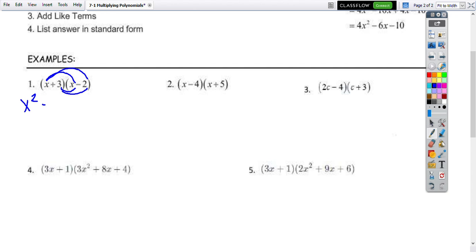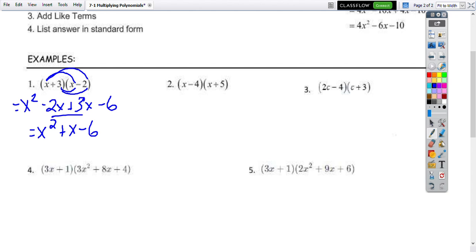X times negative 2 is minus 2x. The 3 times x is plus 3x. And then the 3 times negative 2 is negative 6. And so we just combine our like terms. So I get x squared plus x minus 6. And that is what that is equal to.